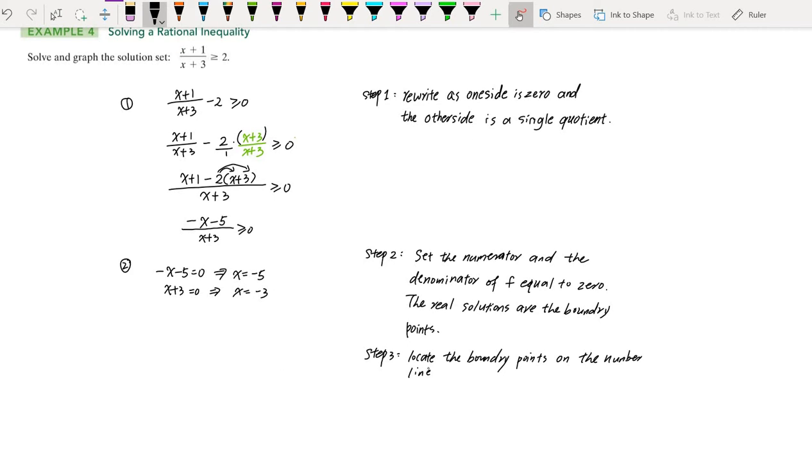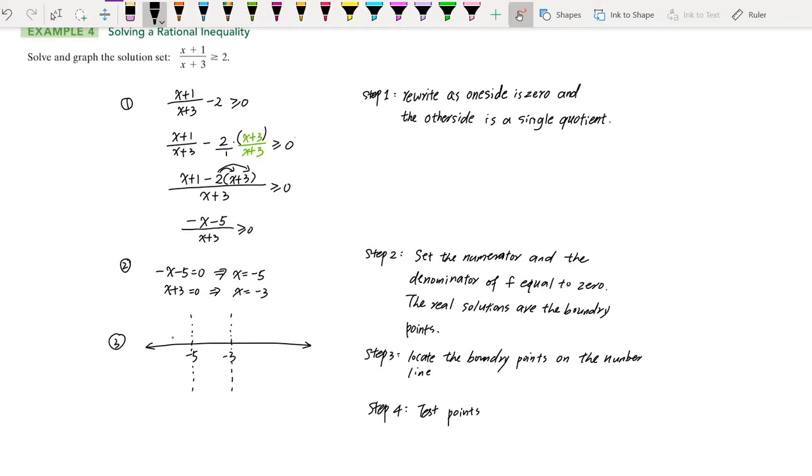So step 3, we have to locate the boundary points on the number line. So we have negative 5 and negative 3. We're going to set these as boundary points. So we're going to cut this number line into 3 pieces, just like a polynomial inequality. Step 4, hopefully you guys can remember now, is to test the points.